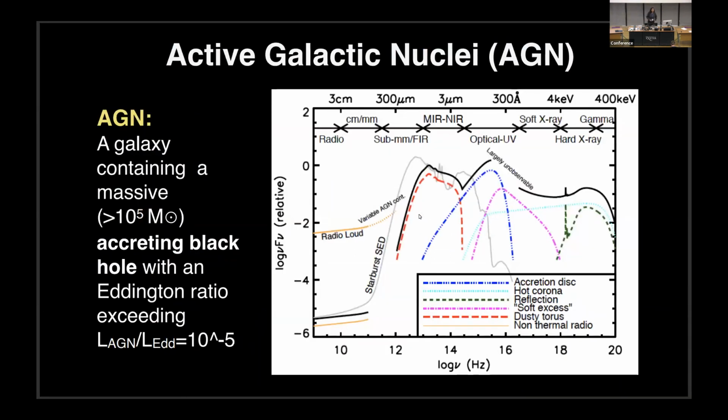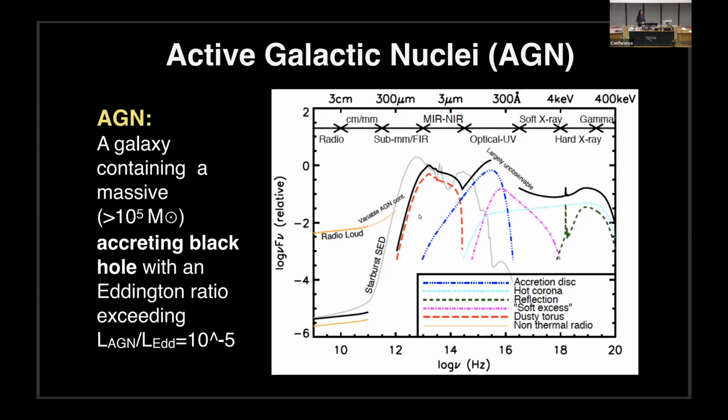Okay, so I would like to first, because I see many people here work with stars and exoplanets and things like that, define what is an AGN. I find this a very good, very objective definition: a galaxy containing a massive accreting black hole, where the mass has to be larger than 10^5 solar masses, and with an Eddington ratio exceeding 10^-5.